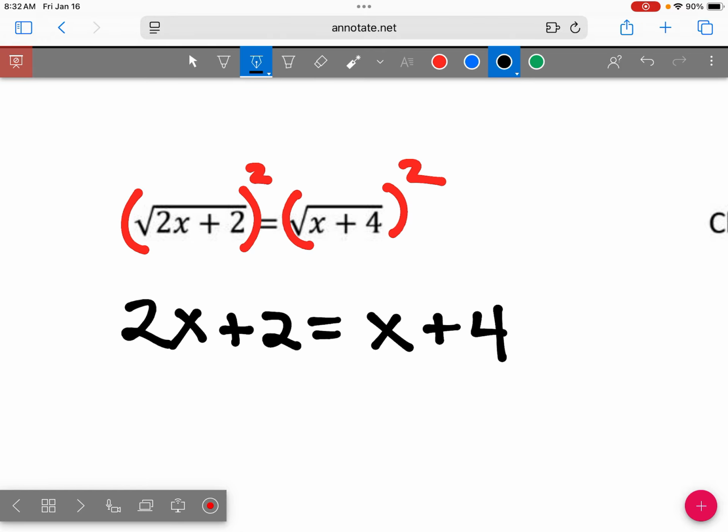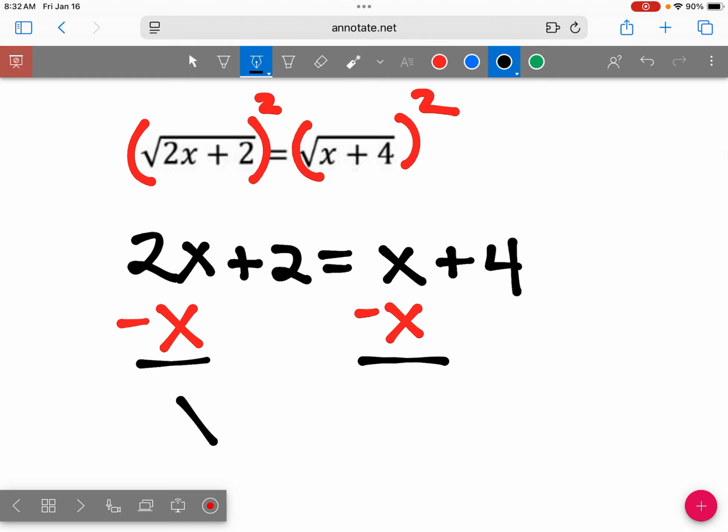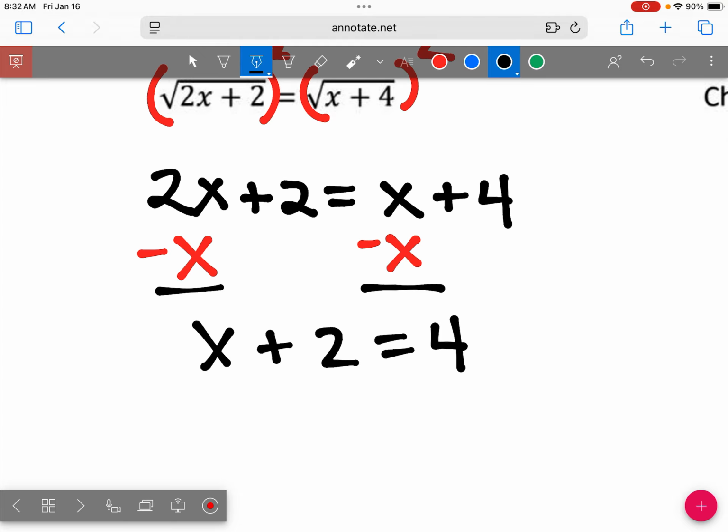So the first thing we're going to do is subtract x. Bring that over. So then that gives me x plus 2 equals 4. Then I'm going to subtract the 2, and I get x equals 2. Who got x equals 2?